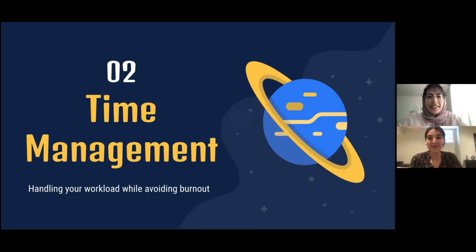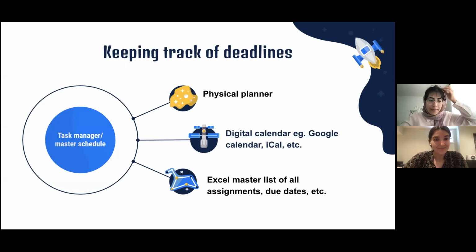So in our next section, we're going to talk to you about how you can manage your time effectively while avoiding burnout. So it's really important to keep track of your deadlines, and there's a few ways you can do this. Basically, you can have physical or digital calendars, such as a calendar app that you can place all of your assignments in for the week, as well as having an Excel master list of all of your assignments and due dates that you can set up at the beginning of the semester in your syllabus, and just keep track of all your deadlines for classes that way too.